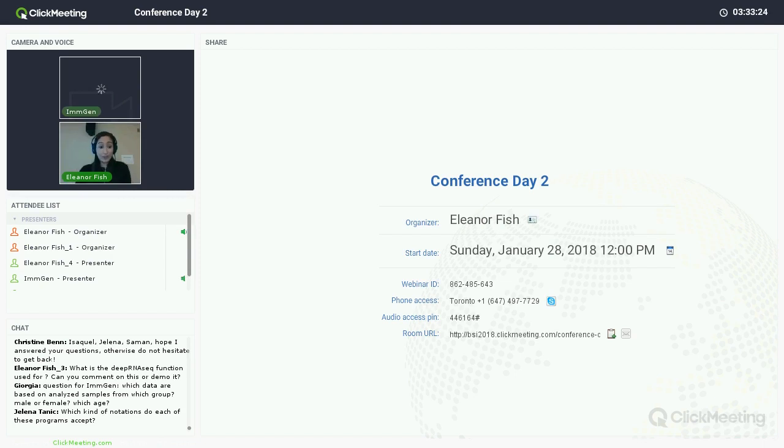Useful and informative tool. I'm just going to go through a few of the questions asked from our global audience. So we have one asking, what is the deep RNA-seq function used for specifically, and can you comment on it? And if you have time, maybe demo it very quickly.